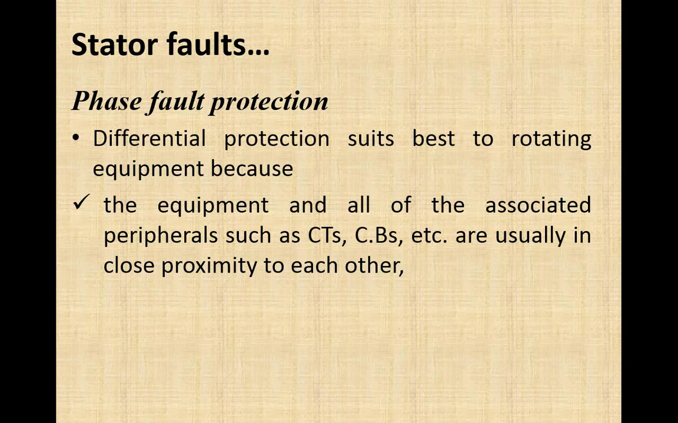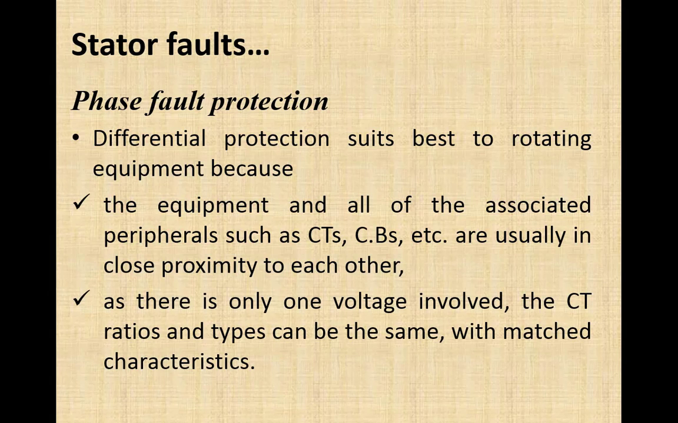So that's why we cannot use a differential relay for a transmission line if the length of the line is more than 10 kilometers. Second, there is only one voltage level involved. Due to this reason, the two side CTs will have equal CT ratio as well as the same characteristics. Due to this reason, it suits best for a rotating machine, but that is not the case for transformers.